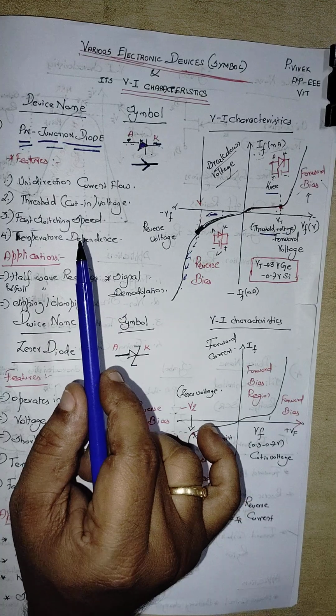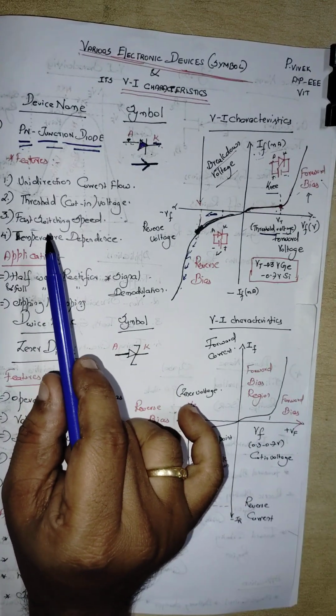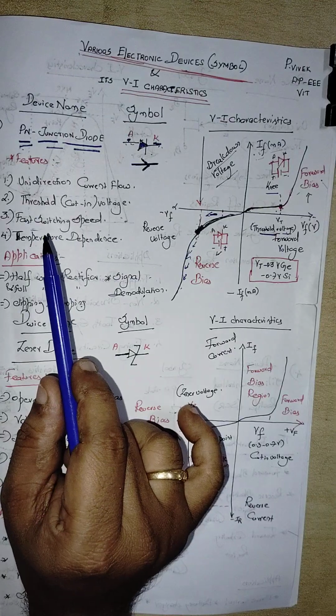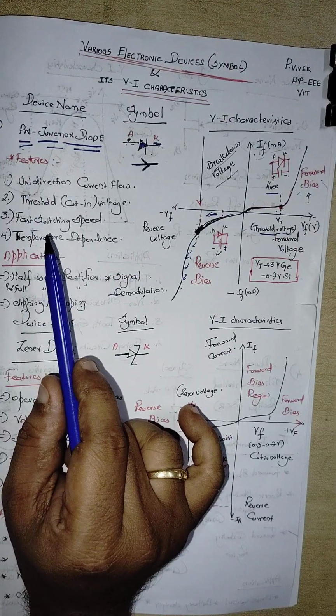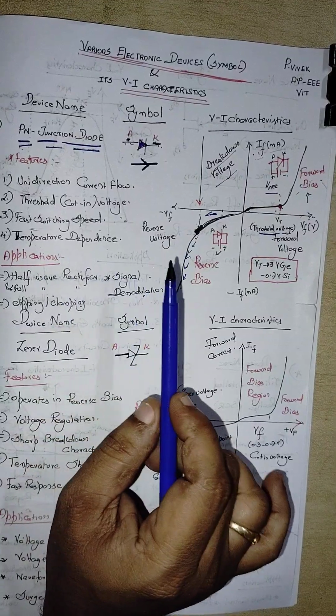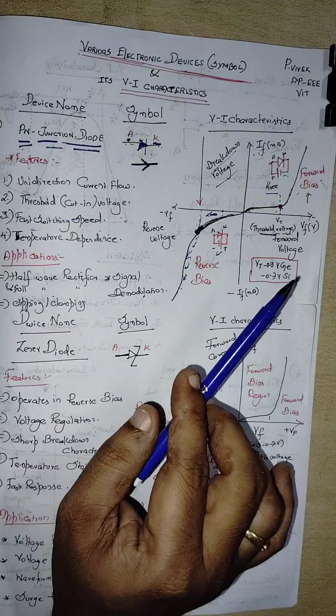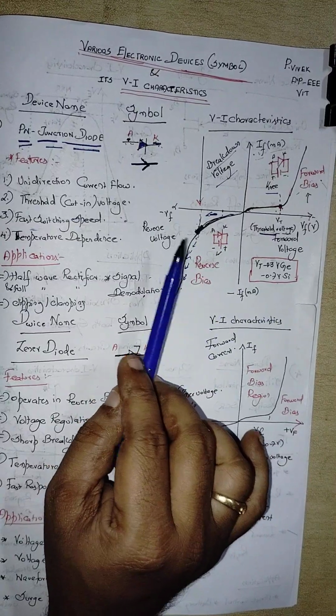Fast switching speed means once we give the forward voltage, even as we increase the voltage, the device will respond immediately. And then the temperature dependence means whenever there is some change in temperature, the VI characteristics may be affected.